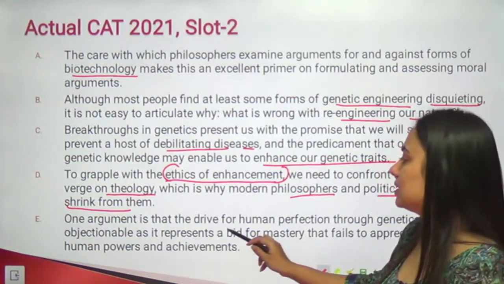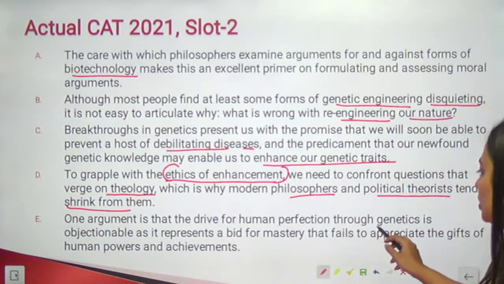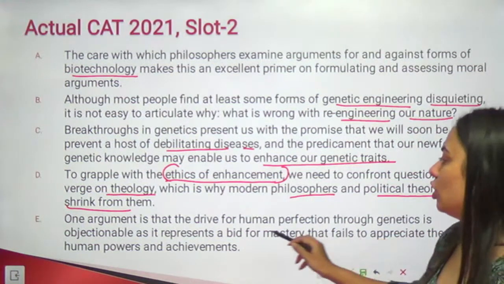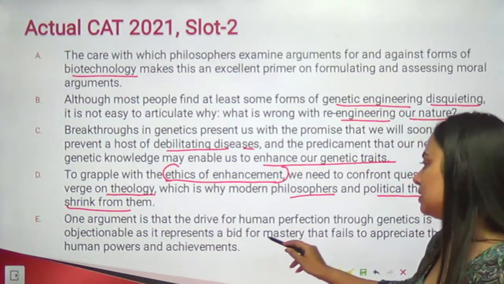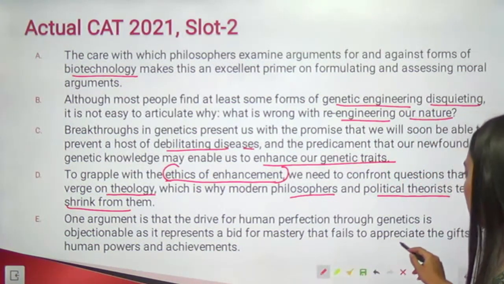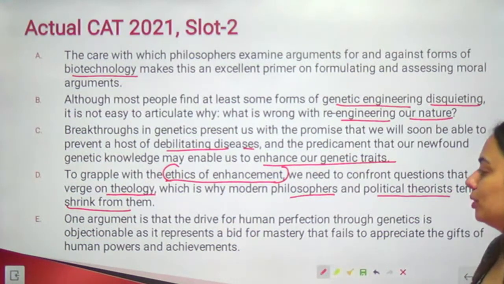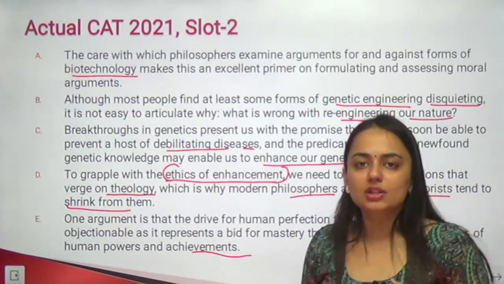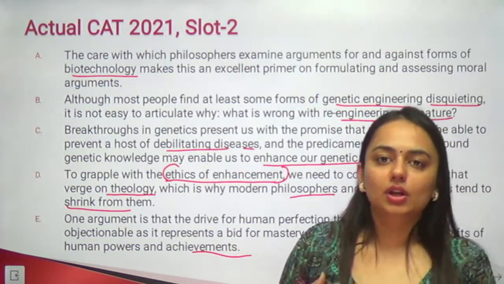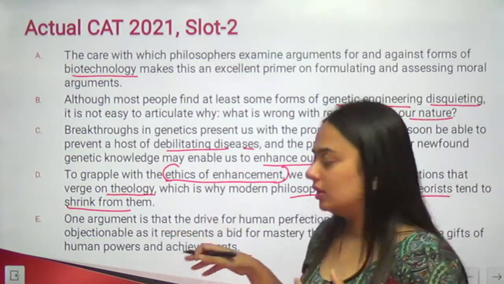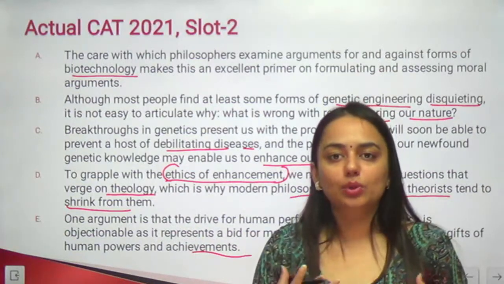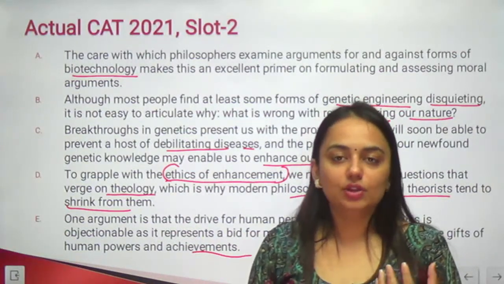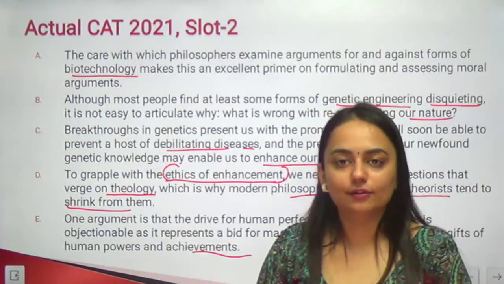One argument is that the drive for human perfection through genetics is objectionable as it represents a bit of mastery that fails to appreciate the gifts of human powers and achievements. So another negative point. There is argument and counter argument in the whole passage. So this point again says, aren't you happy with this gift that God has given you? Why do you have to re-engineer yourself?